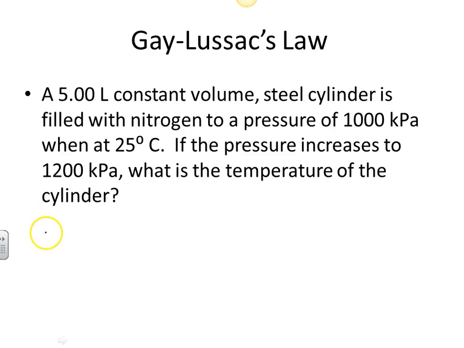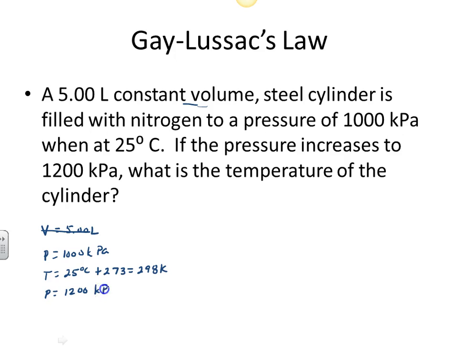Next problem, we've got a 5-liter container. Volume equals 5 liters. It is constant volume, so it's not going to change in volume, so that means immediately that we can eliminate volume. It's filled with nitrogen to a pressure, P, 1,000 kilopascals, when at a temperature of 25 degrees Celsius. And go ahead and convert that to Kelvin. It's 298 Kelvin. We have a new pressure that the tank rises to of 1,200 kilopascals, so the pressure goes up by 200 kilopascals. We want to know what is the new temperature.